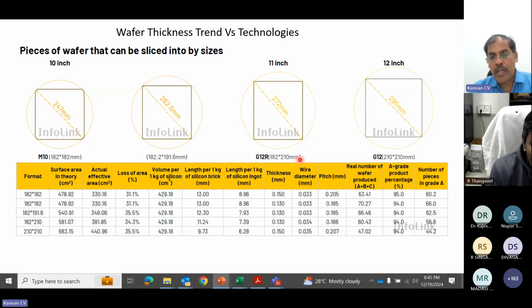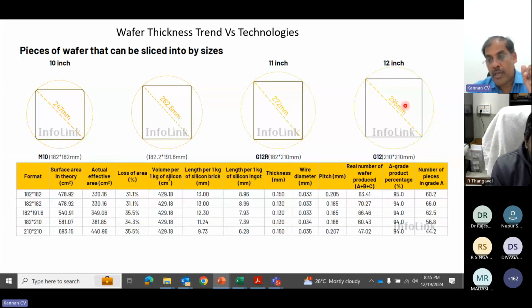So what is the advantage of going with the rectangular wafer? Basically, for a square wafer, the surface area for 182 by 182 is 478 square centimeters. When you go with the rectangular wafer, the area is increasing. When the area is increasing, automatically the amount of current generated from the particular wafer also goes high. You can generate more power out of one cell. The same thing applies to 210 also.